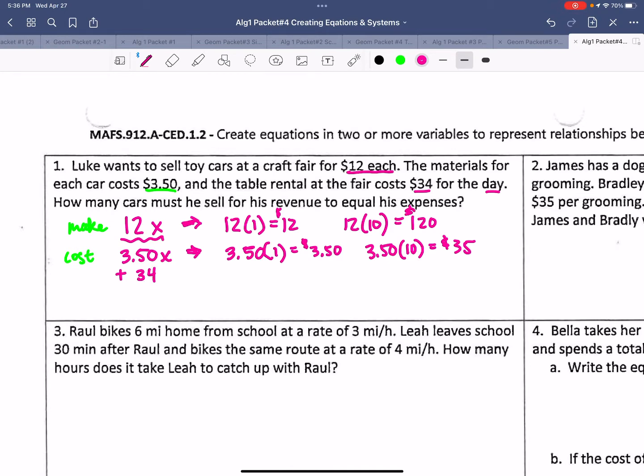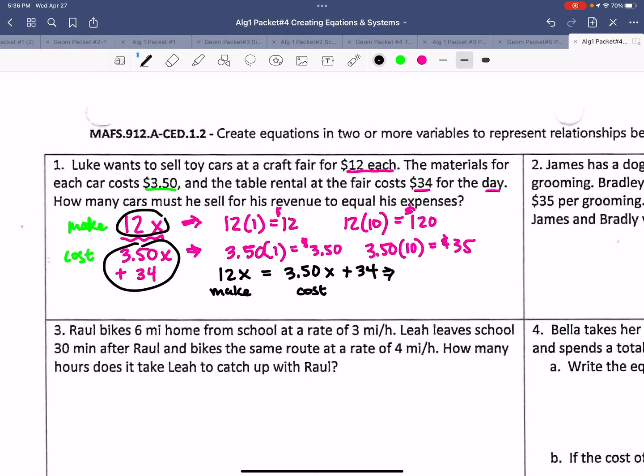How many cars must he sell for his revenue to equal his expenses? Okay, so they've said make sure that you set them equal to each other. So we're going to put what we make is 12x, and what it costs is 3.50 times x plus 34. And so we call that a break-even point. Now, they want me to actually solve this. Okay. So in this chapter, we actually have to make the equation and then solve it.